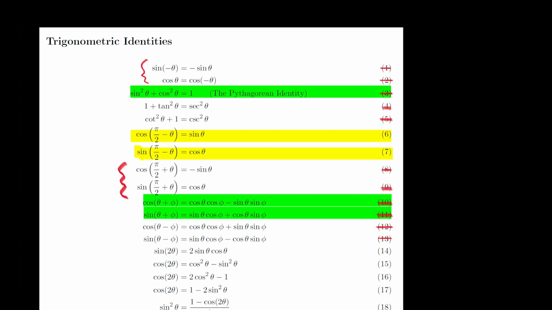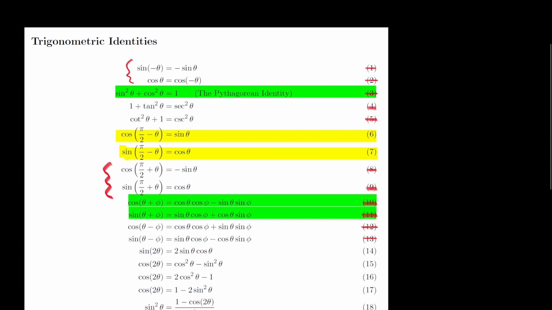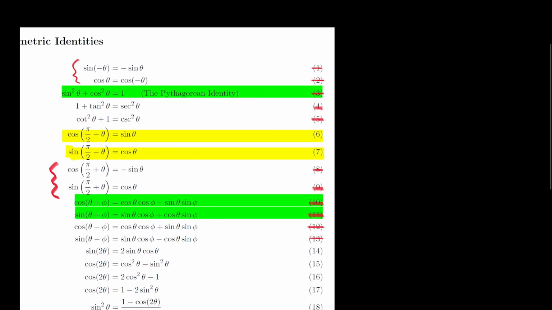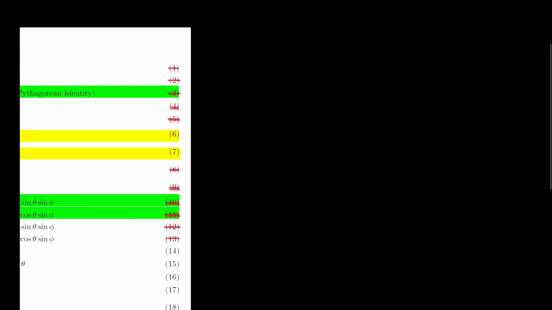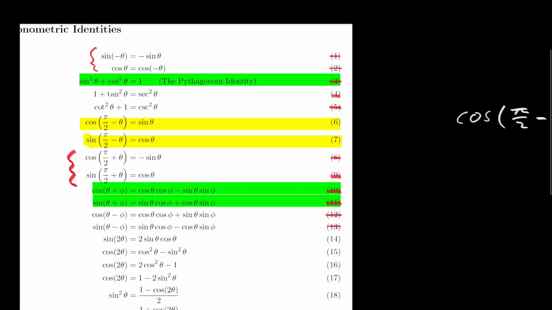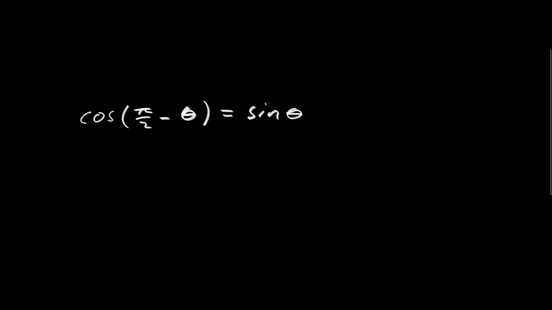Okay, so let's write out what we are going to prove. We will prove trigonometric identity 6 first. Trigonometric identity 6 is that the cosine of pi over 2 minus theta is equal to the sine of theta. That's what it says. We're proving this one. Now let's start the proof.